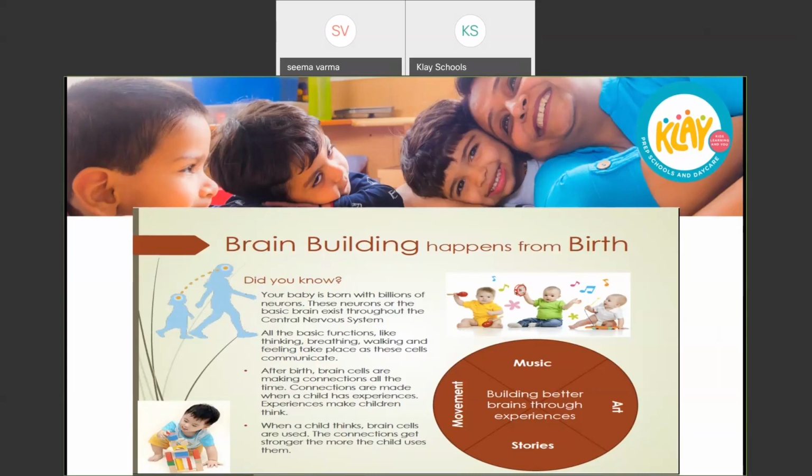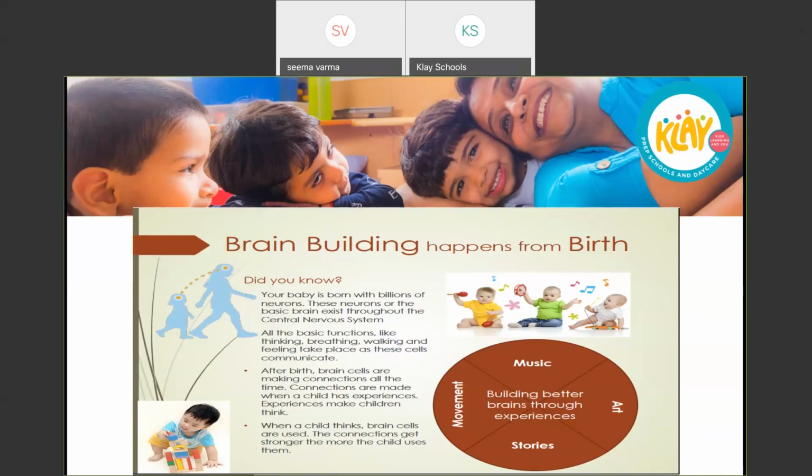So the second slide that I'm sharing: brain building happens from birth. If you look at the size of the brain of an infant, it is the size of our palm, basically a baby's palm. However, let us not get misguided by the size of the brain, because all the billions of neurons of that small brain are already developed. And this brain development happens at birth and continues throughout adulthood.